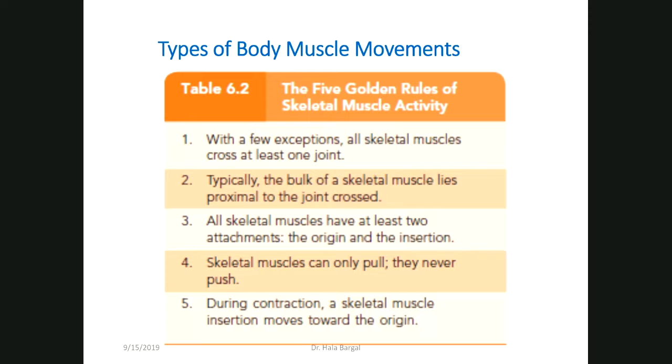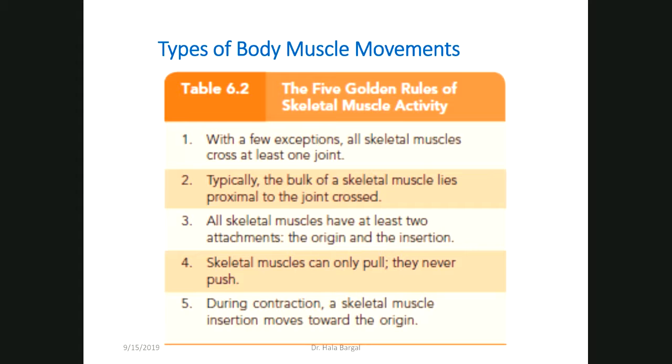The muscle which will extend the knee should cross the knee. The muscle which flexes the knee should cross the knee. What I mean by crossing the knee is that it should be inserted after the knee. The muscle which flexes the carpals should be inserted after the carpals. So the muscle should cross at least one joint which it will act on. Flex, extend, abduct, whatever, but it should cross that joint.